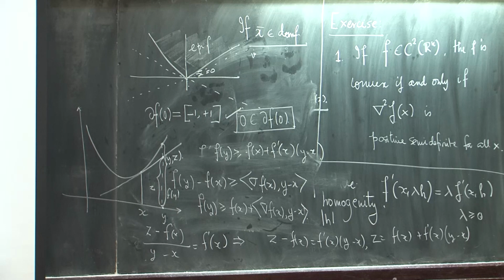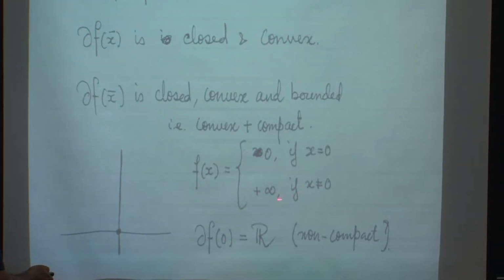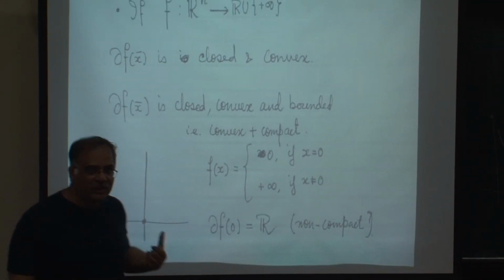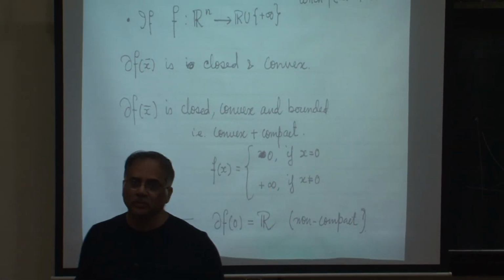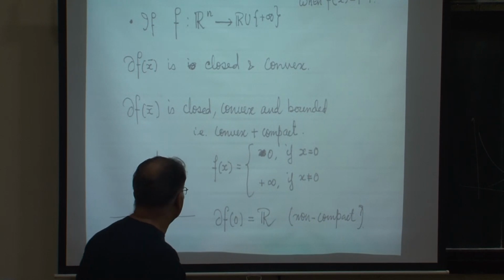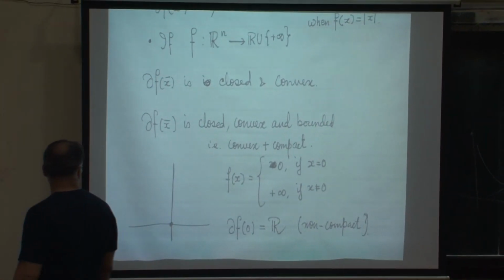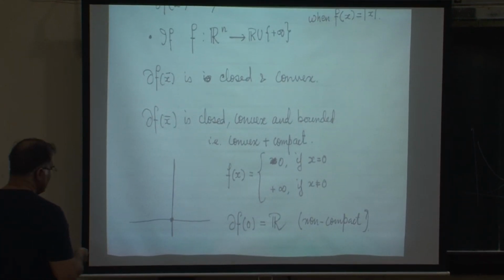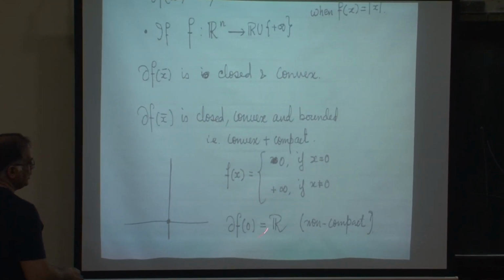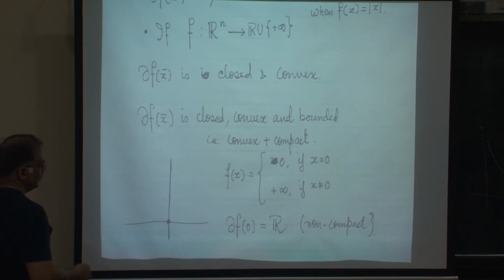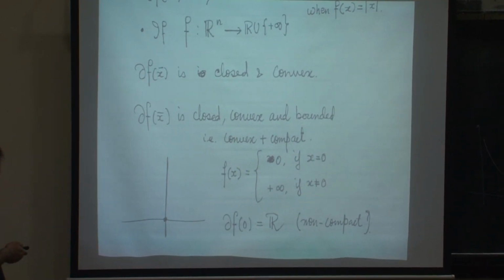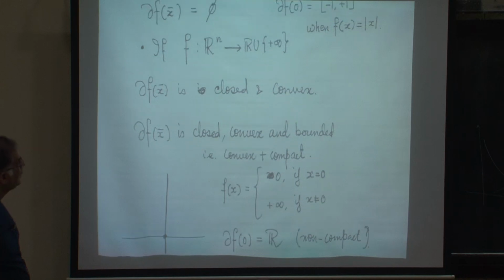For example, if you look at this convex function, f of x equal to 0 if x is equal to 0 and plus infinity if x is not equal to 0, we had discussed this function in the morning. It is actually the indicator function of the singleton set 0. Now, what is the subdifferential of this? The subdifferential is the whole of R.